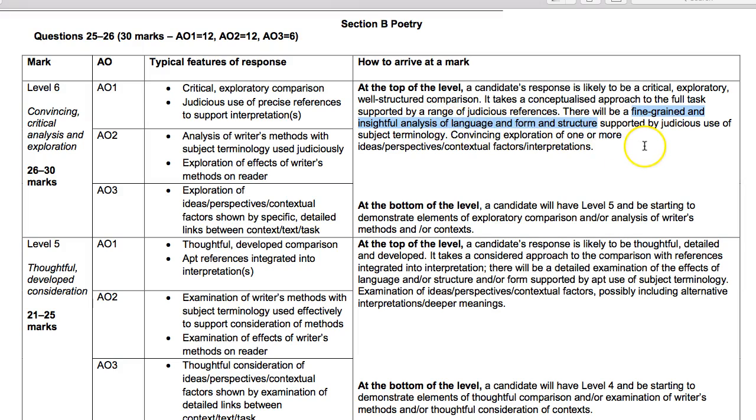So he's done that. Judicious use of subject terminology. I've already explained how he did that so convincingly in discussing the form and structure of the poems. And has he been convincing? Well, you only need one or more idea to be convincing, which is quite good, isn't it? And the answer, of course, is yes. So that's a full mark answer, even though it has quite a few weaknesses in it that I'm trying to change. And that's important for you to remember.